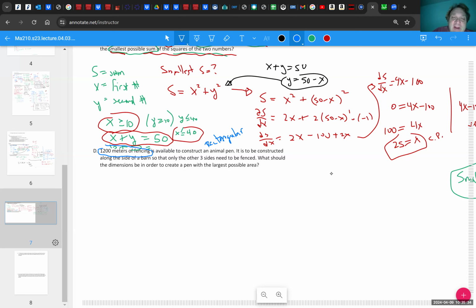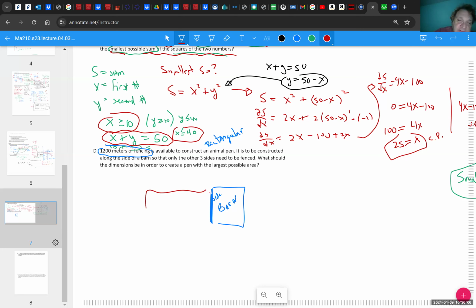It is to be constructed along the side of a barn. So there's a barn. Let me draw a barn here. Here's my barn. No comments on my drawings. All right, there's my barn. On the side of a barn. So here's the side of the barn. So only the other 3 sides need to be fenced. So we're making an animal pen where we have a rectangular shape and 3 sides.